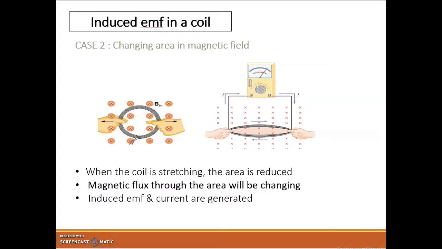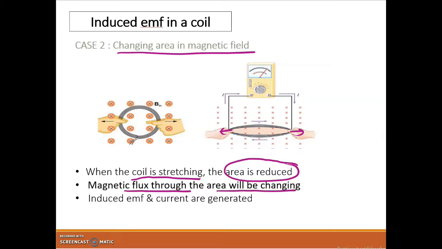Case number 2 is changing area in a magnetic field. Okay, you can see this picture. When the coil is stretched, the area is reduced. We stretch the coil. Okay, the area is reduced. The magnetic flux through the coil will be changing. And then when the magnetic flux changes, the induced EMF and current are generated, based on the formula, negative d flux over dt. The very formula.